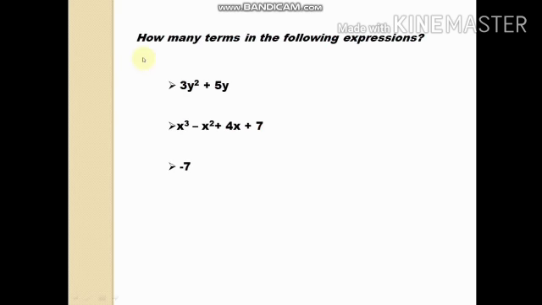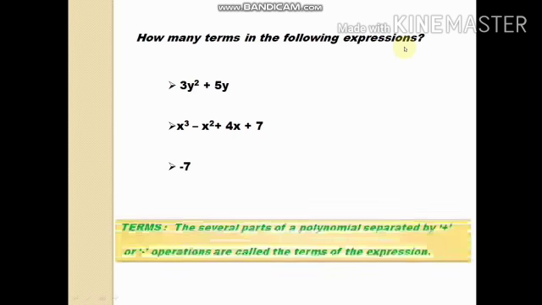So this is not a polynomial in one variable. Let's try to solve this question. How many terms in the following expression? Now, what is the meaning of terms? Terms, the several parts of a polynomial separated by positive or negative operations are called the terms.